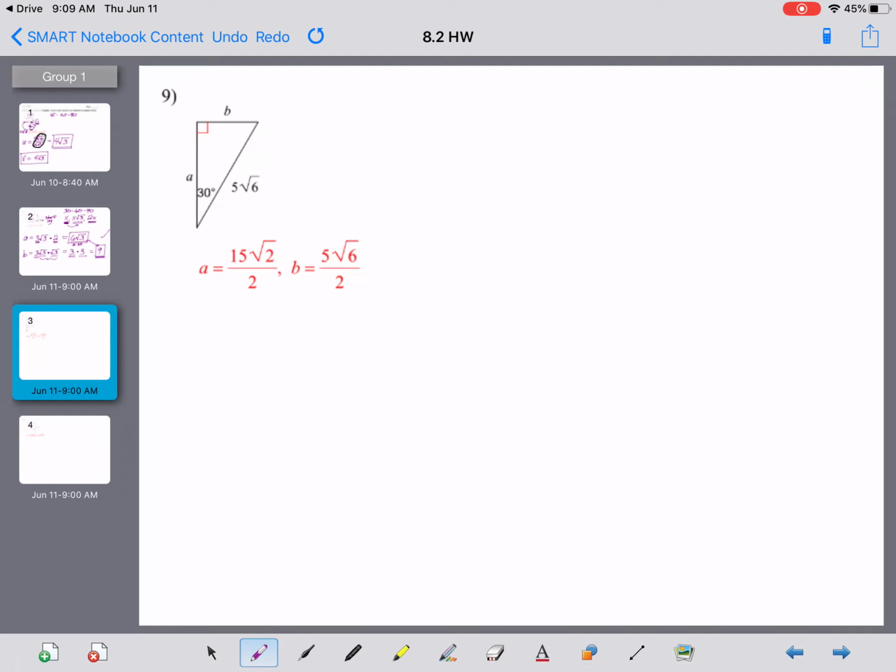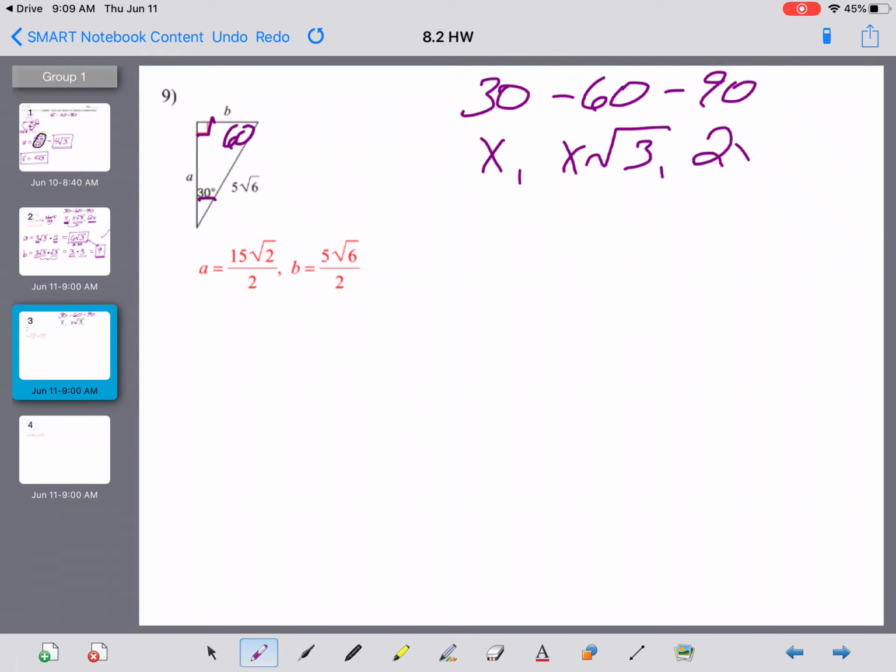Okay, third problem I want to do with you guys, again, one of the tough ones here, is number 9. So what are we dealing with? I see a 90-degree angle and a 30-degree angle. So this is a 30, 60, 90. Let's write all that out again. So a 30, 60, 90 triangle. And again, your side lengths here are x, x times the square root of 3, and 2x. Guys, the more you make yourselves write this out, the better you're going to be able to memorize it. Now in this problem, they gave us 5 root 6, which was the length of the hypotenuse.